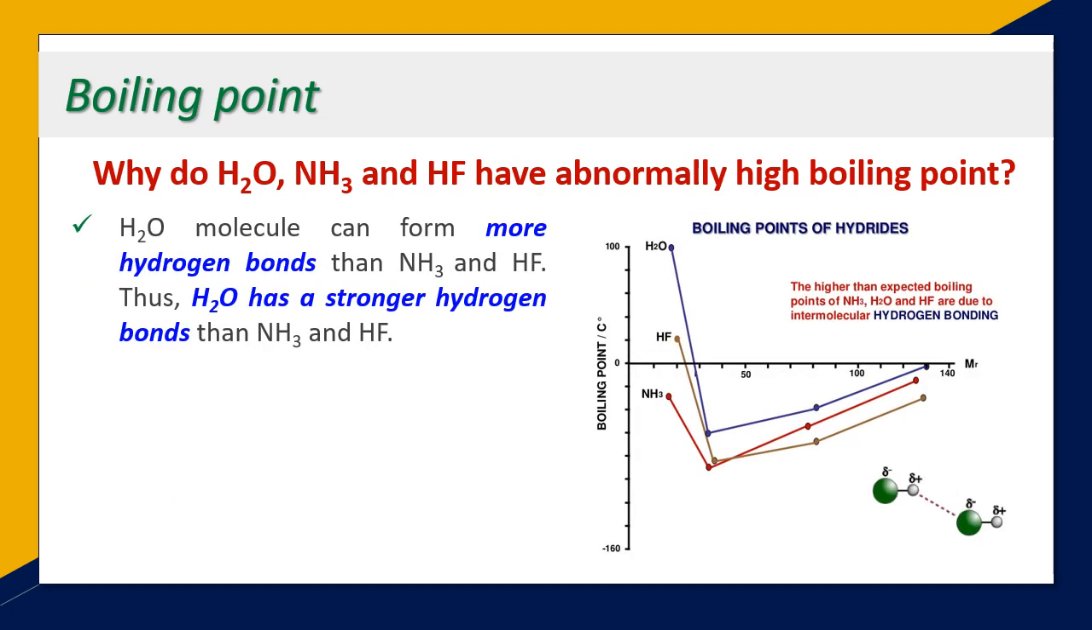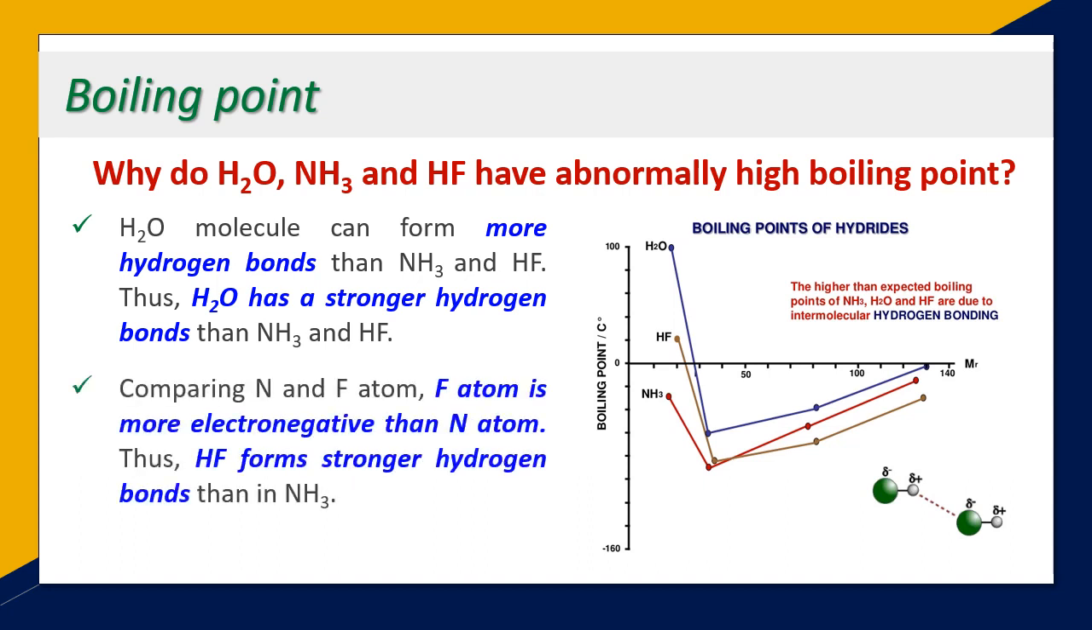Water molecules can form more hydrogen bonds than ammonia and hydrogen fluoride. Thus, water has stronger hydrogen bonding than ammonia and hydrogen fluoride. By comparing nitrogen and fluorine, the fluorine atom is more electronegative than the nitrogen atom. Thus, hydrogen fluoride forms stronger hydrogen bonds than ammonia. The boiling point of water is the highest, and decreases to hydrogen fluoride and then ammonia.